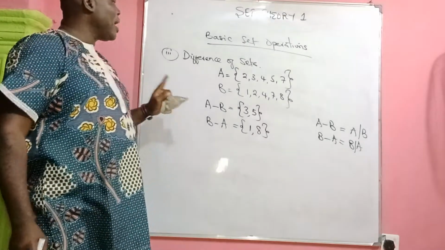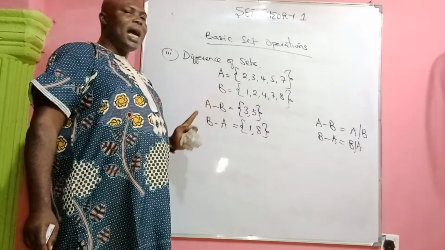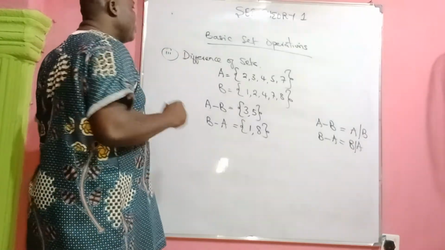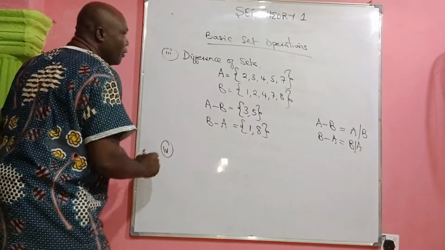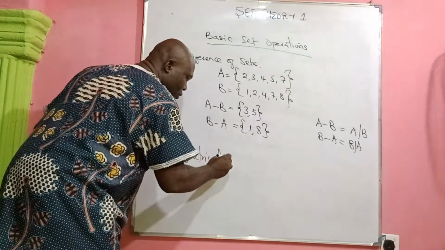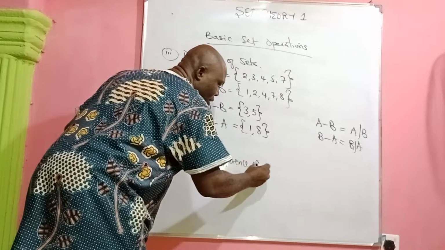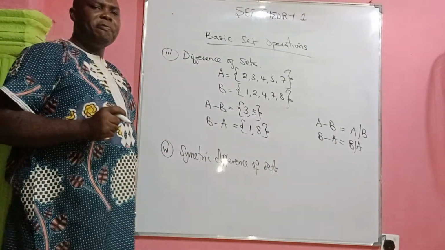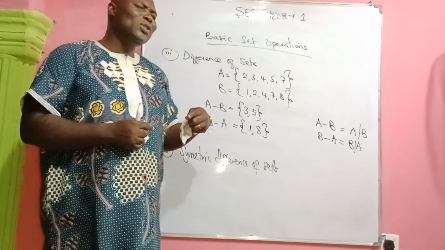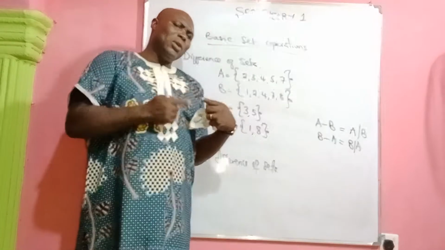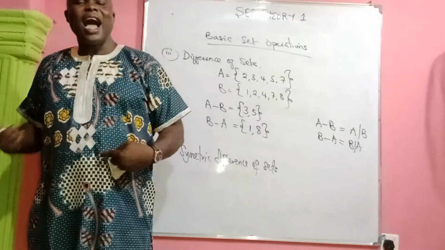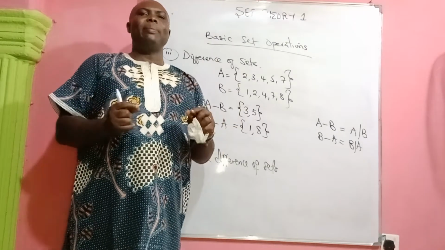Now, so far, we have been able to get A difference B, and we have been able to deduce B difference A. That leads us now to the next concept I want you to know, the final one, number 4, which is symmetric difference of sets. Now, the symmetric difference of two sets A and B has to do with all the elements you see in set A, but you cannot see them in set B, and at the same time, all the elements you see in set B and you cannot see them in set A. That's what symmetric difference is.